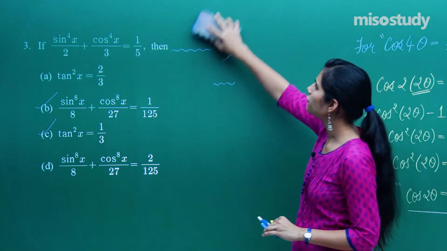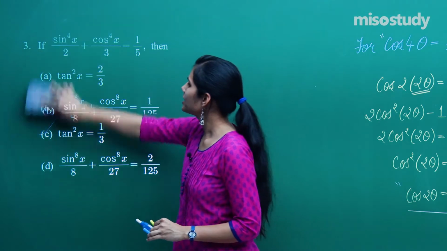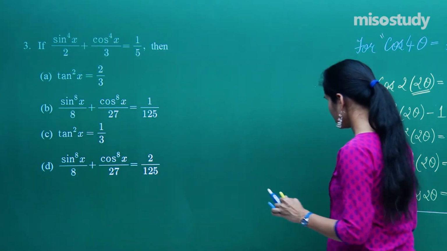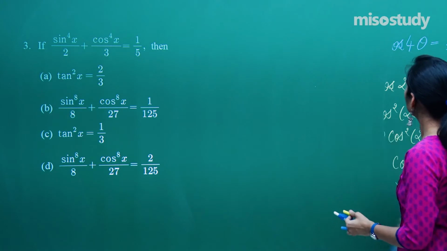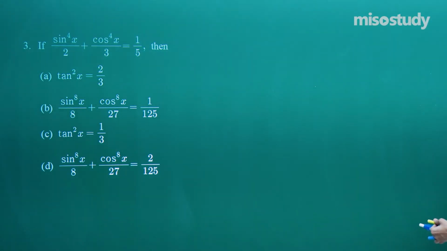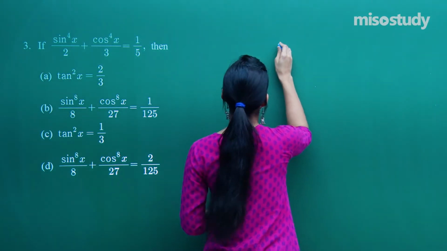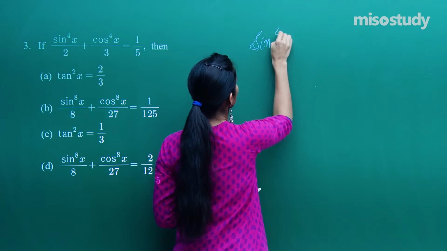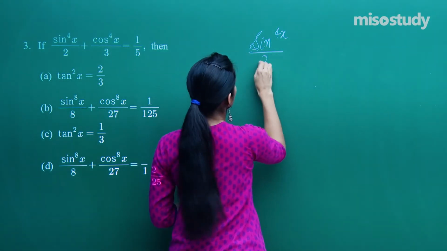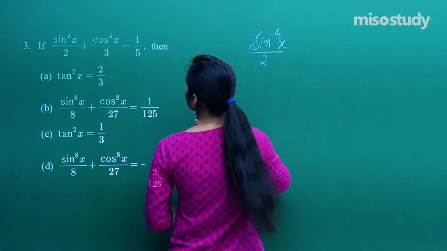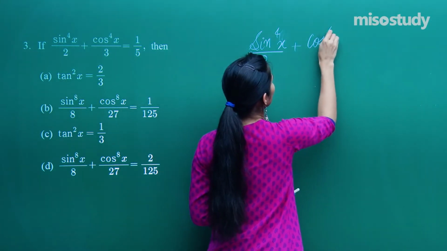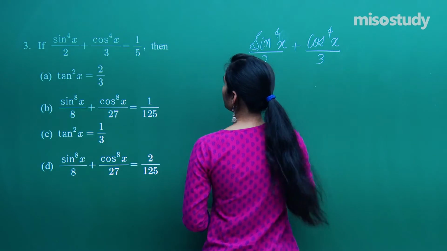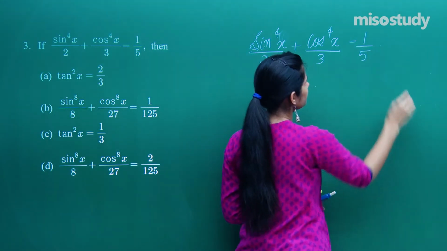Question number 3 says if sine 4x by 2 plus cos 4x by 3 expression is given to us is equal to 1 by 5. Then they are asking for the values to be computed. Okay, let's watch out for the expression. Sine 4x by 2 plus cos 4x by 3 equals 1 by 5.